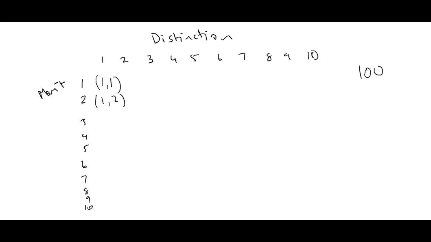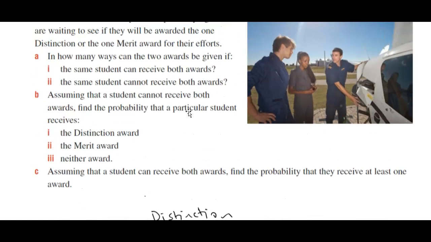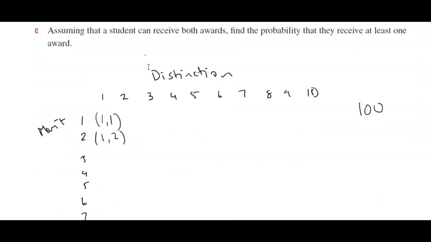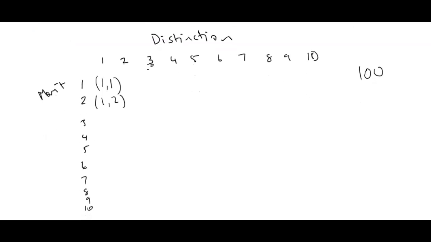Now, if we're looking at the second part of this question, which is the same student cannot receive awards, that means it's without replacement. So basically, a student can't have a distinction and a merit. So, sorry, Mary, you can't have both. And Bob, you can't have both. And John, you can't have both. So basically, we're crossing out down the diagonal, and there's going to be 10 outcomes that you can't have. So the second part of that question is 90. So 100 if you can have students get both awards, and 90 if they can only get one award.